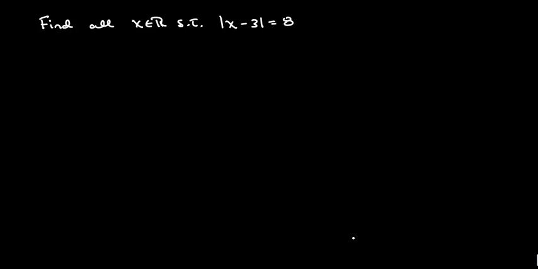For this problem, we need to find all x's, any real numbers, such that the absolute value of x minus 3 is equal to 8. Now, here's where not memorizing a formula, but remembering what we're actually looking for and what absolute value means, will make this problem significantly easier than trying to remember the formulas that you used when you were maybe working in Algebra 1 or 2 in high school.